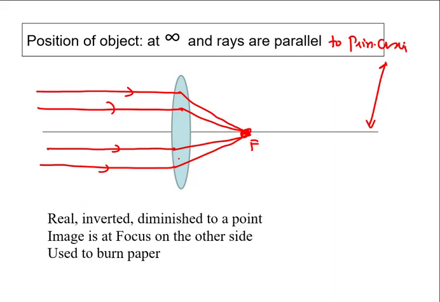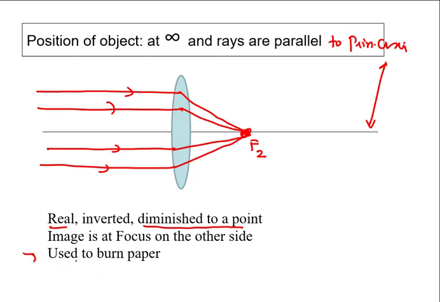And the image will be a real image because it is getting formed on the other side of the lens. It's an inverted image and it is diminished to a point, meaning it is so small that it is nearly a point. So extremely small image. And it is formed on the focus on the other side. Sometimes we refer to this as f2. So image gets formed at the focus on the other side of the lens.